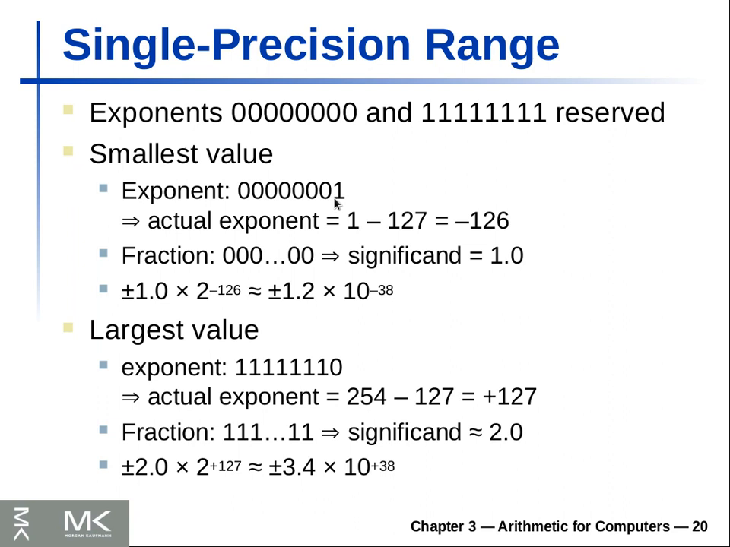So the smallest value is an exponent of 1. So the actual exponent is 1 minus 127, which is negative 126. Fraction can be 0. Significand's 1, so this means that the smallest number is 1 times 2 to the negative 126, or roughly 10 raised to the negative 38. Basically it's a decimal point followed by 37 zeros, then 1, 2.